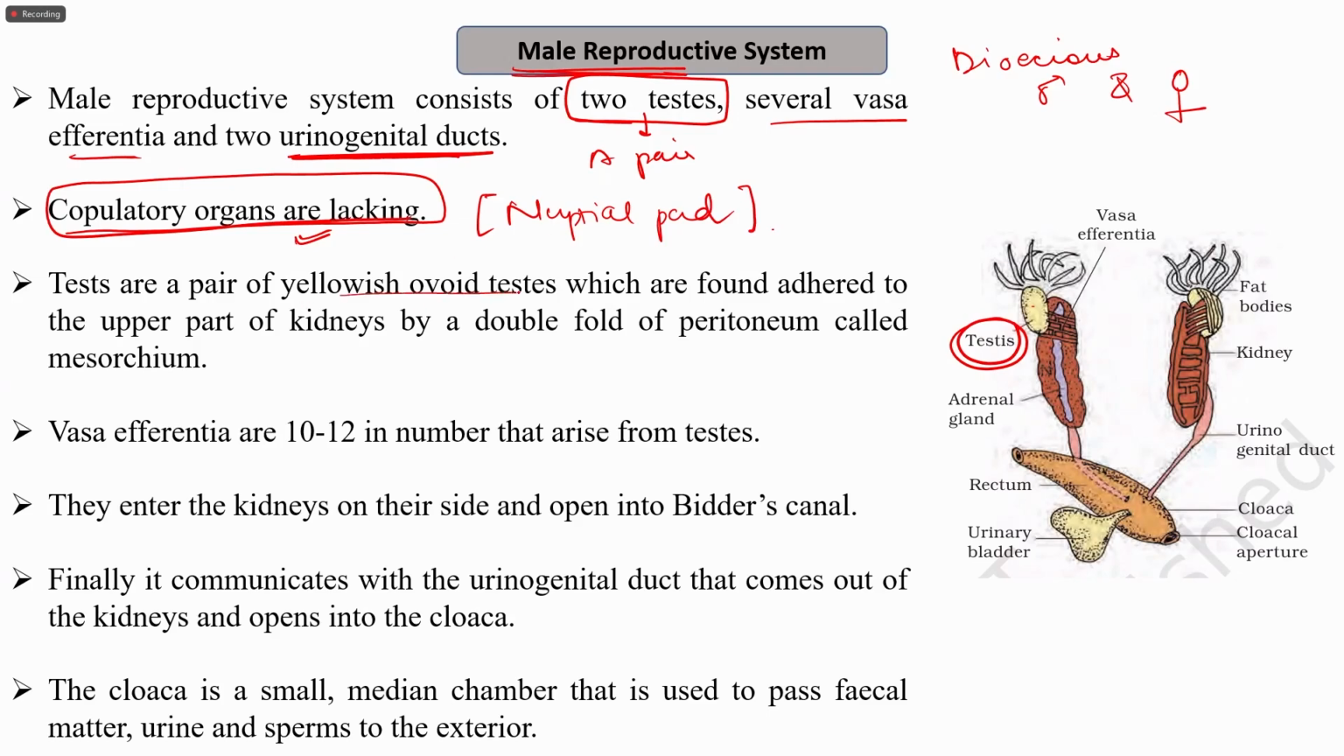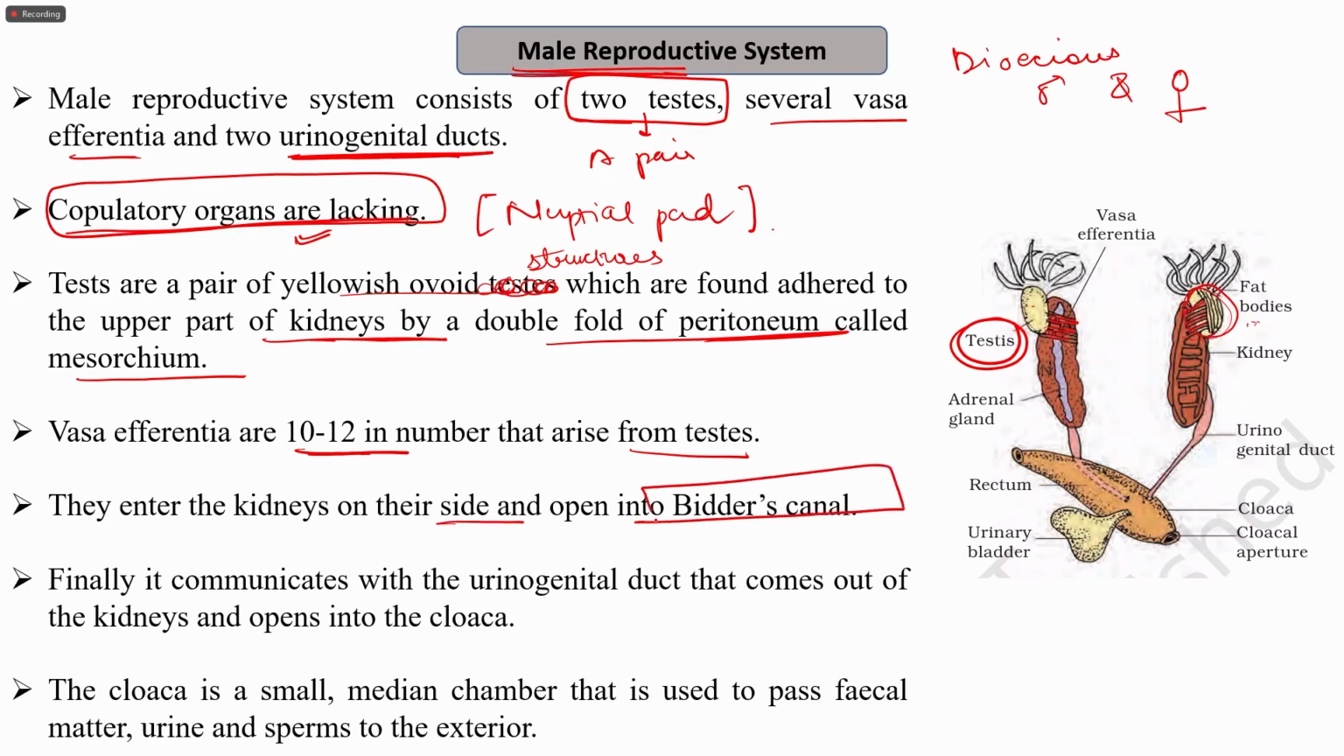A nuptial pad is formed for clasping the female during mating. Testes are a pair of yellowish ovoid structures which are found adhered to the upper part of the kidneys by a double fold of peritoneum called the mesorchium. Vasa efferentia are 10 to 12 in number and arise from the testes. You can see here, these are the vasa efferentia. They enter the kidneys on their side and open into the Bidder's canal.